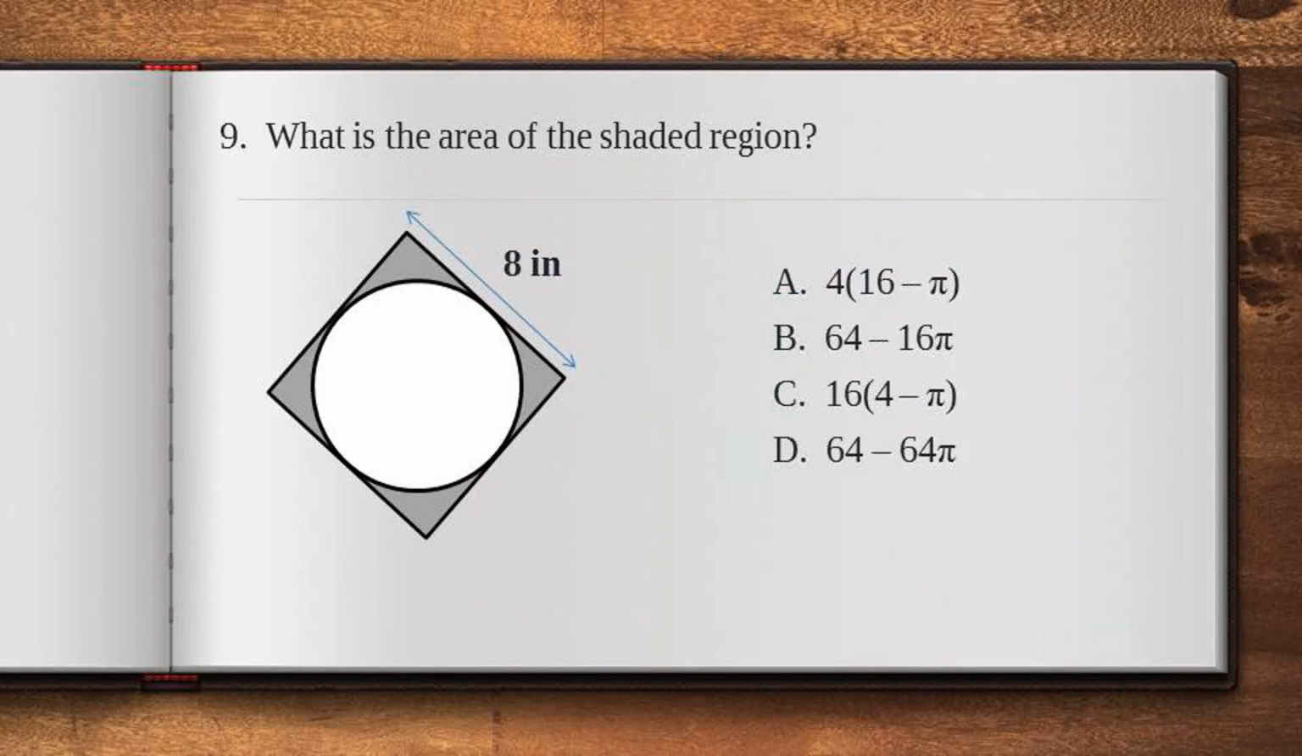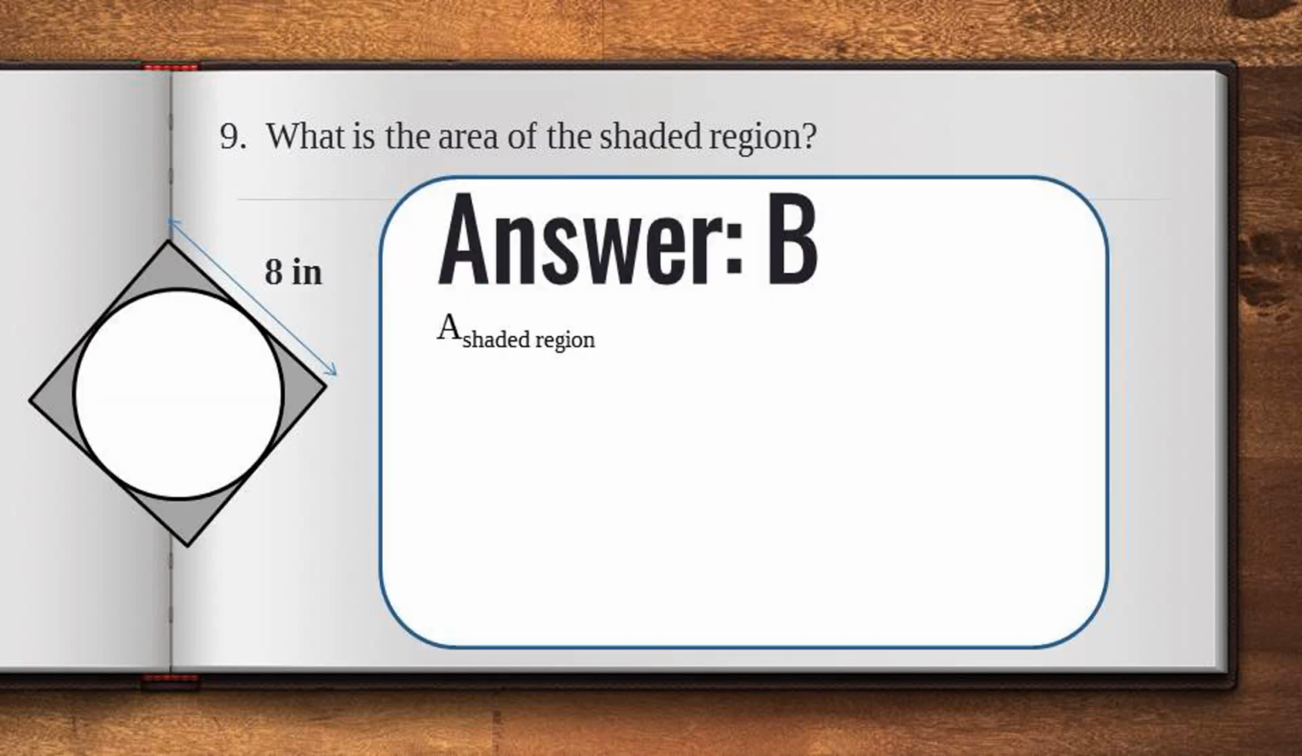Question number 9. What is the area of the shaded region? So refer to the diagram provided. Letter A, 4(16 minus pi). Letter B, 64 minus 16 pi. Letter C, 16(4 minus pi). Letter D, 64 minus 64 pi. The correct answer is letter B.